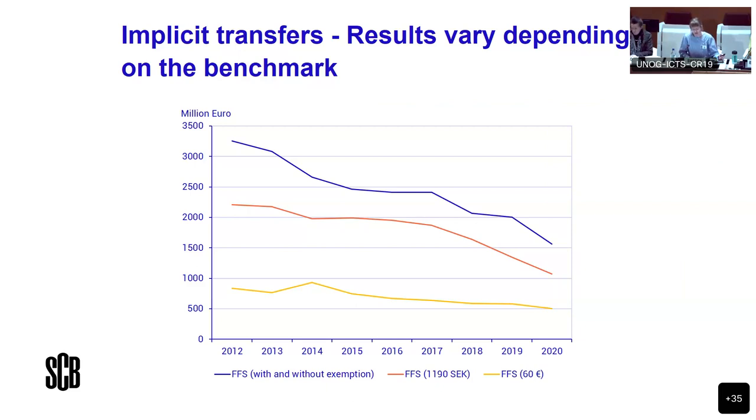And then in the middle, we have a price of 1,190 Swedish crowns, which is approximately 120 euro. And the reason for choosing this is because the Ministry of Finance in Sweden uses this as the normative tax rate when they calculate revenue foregone for their budget. So the lowest one is a price of 60 euro per ton. So the take-home message here is, obviously, that the results vary depending on the benchmarks that you use, but also that we see a decreasing trend in these indirect transfers.